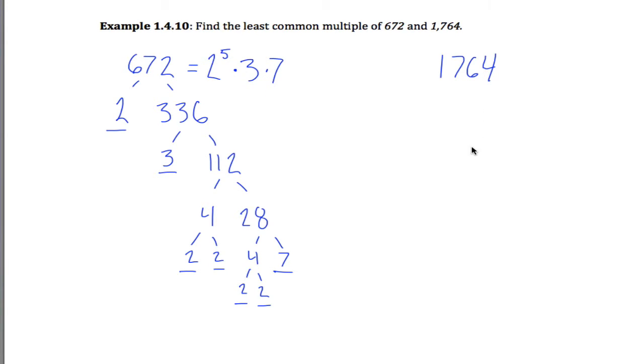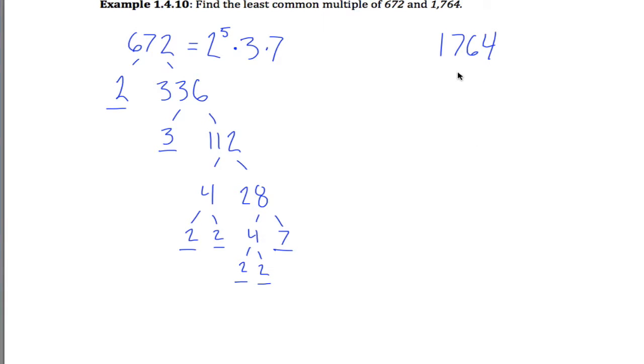Now we'll do something very similar over here for 1,764. If you sum up these digits, 1 plus 7 is 8, plus 6 is 14, plus 4 is 18, and since 18 is divisible by 9, that means 1,764 must also be divisible by 9. In this case, it's 9 times 196. 9 is just 3 times 3.